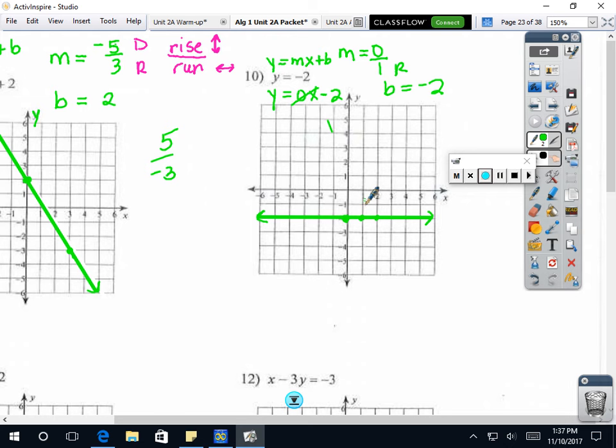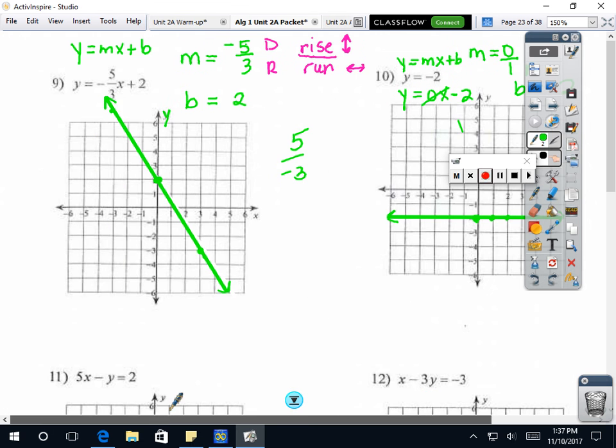No, this kind of line is undefined. Yeah, this is zero slope. This is undefined slope. Okay, remember, if your slope is 0, it's completely flat. As your slope number increases, the steepness increases. So the larger the slope, the steeper the line.